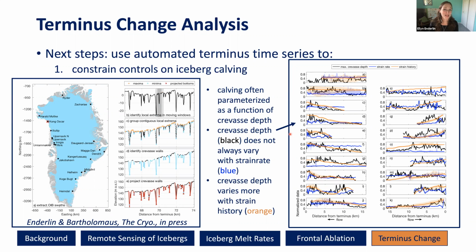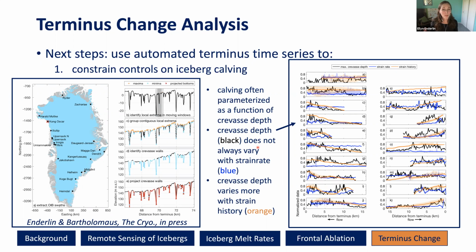But Tim Bartholomew and I looked at LiDAR data for these glaciers in Greenland and mapped crevasses. And I have depths shown here in black lines. These are along flow, see down here. And then I have strain rates in blue and strain history, or cumulative strain, in orange. And what I hope you can see in some of these is that local instantaneous strain rates don't really line up with our crevasse depths.